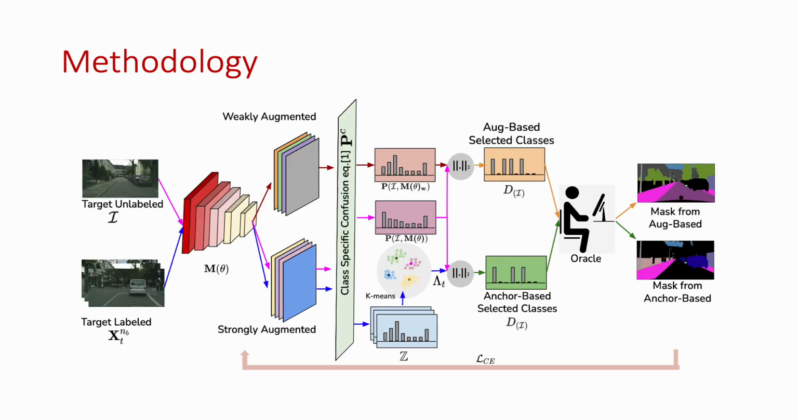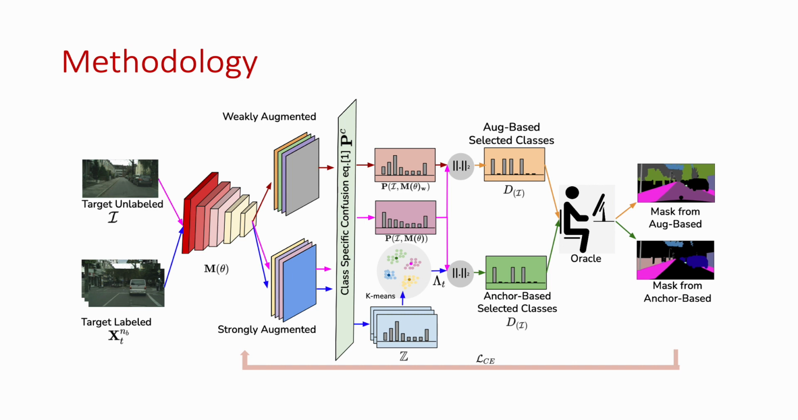Here we discuss the overview of the proposed approaches, namely anchor-based and augmentation-based. Given a small set of labeled target images X and an unlabeled image I, anchor-based and augmentation-based select classes to be labeled. In anchor-based, we compute class representative anchors which capture the class-specific confusion in the model predictions, which in turn helps in selecting the most informative classes in the selected pool.